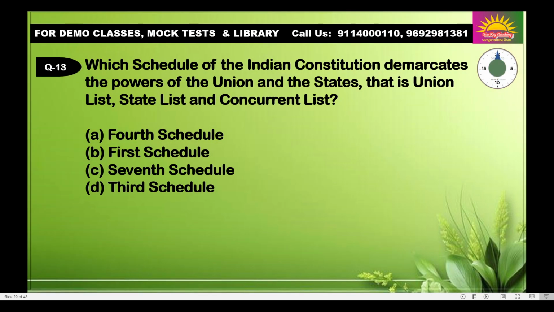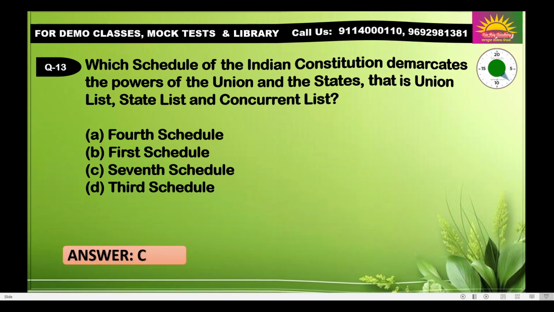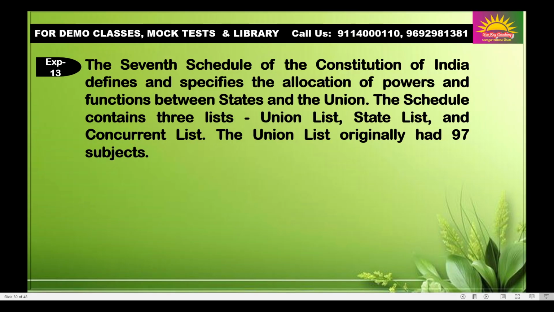Question number 13. Which schedule of the Indian Constitution demarcates the power of the Union and state, that is Union list and state list? Fourth schedule, first, seventh or third. Answer C, seventh schedule. Seventh schedule explains the Union, State and Concurrent list subjects. Union list has originally 97 subjects.